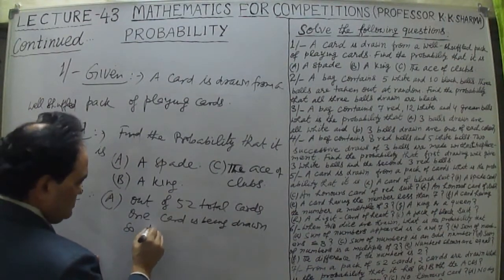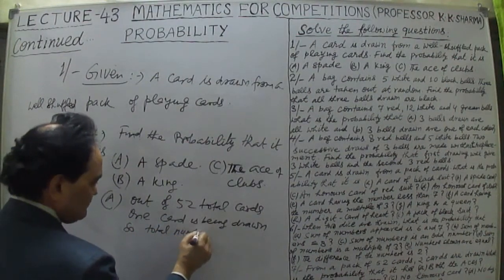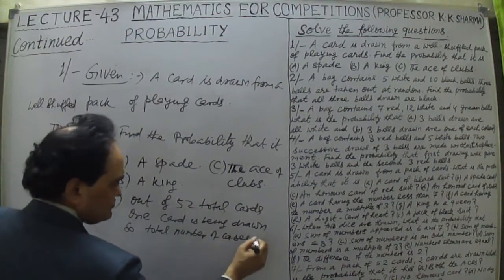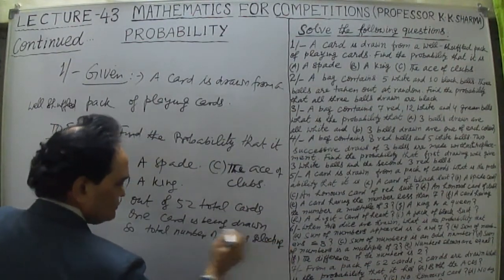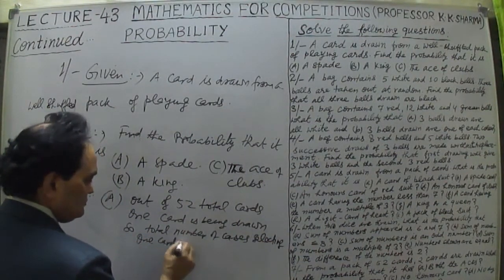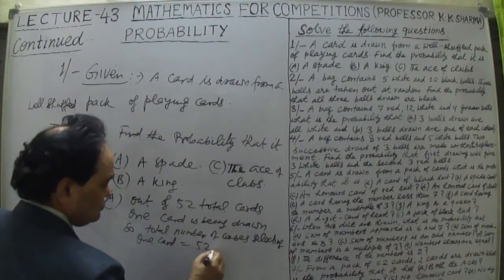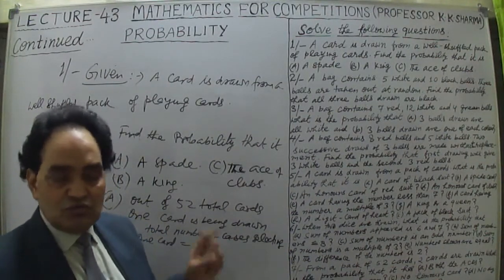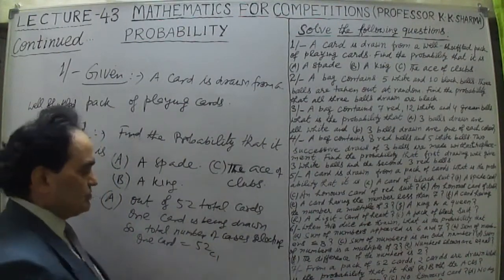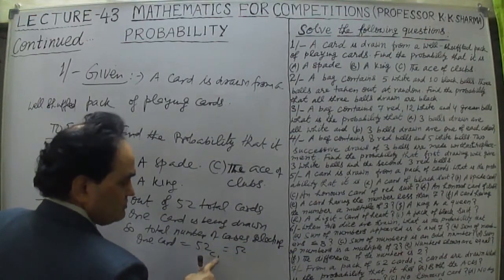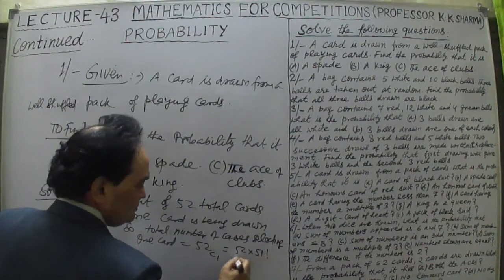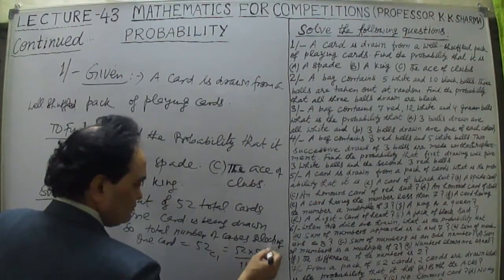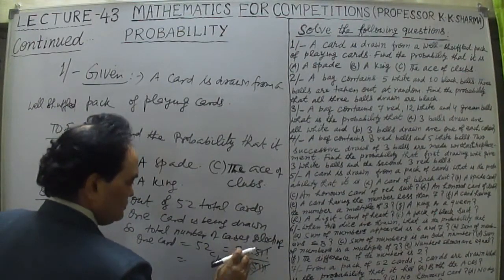Total number of cases: selecting one card from 52 cards is equal to 52 C1, because this is the combination formula. We have to select one card out of 52 cards. This is the total number, so in the denominator we get the total number of cases. What is this value? 52 only. Why 52? Because 52 factorial divided by 1 factorial into 52 minus 1, which is 51 factorial. The 51 factorial cancels out, 1 factorial is 1, so the answer is 52 only.